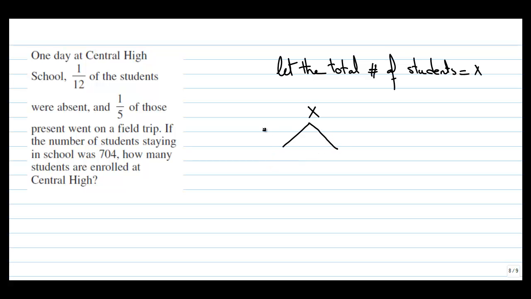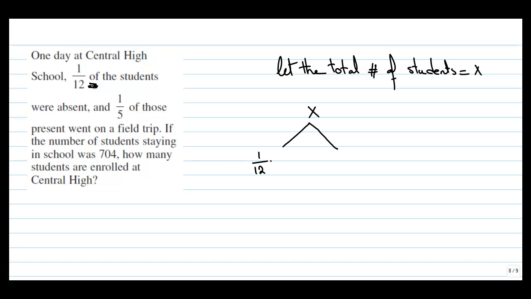So in this case, we say let the total number of students equal X, and let's work it out using the tree diagram. It's easy this way. Now let's read it from the beginning. It says one day at Central High School, 1/12 of the students were absent. So 1/12 of this value. So 1/12 of X.